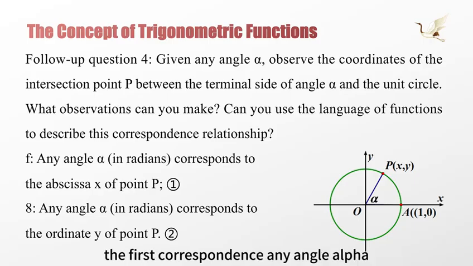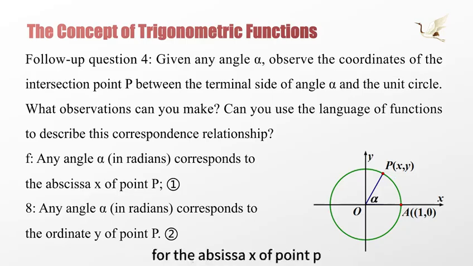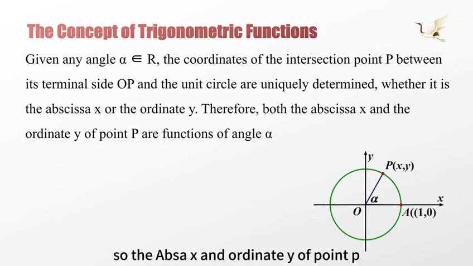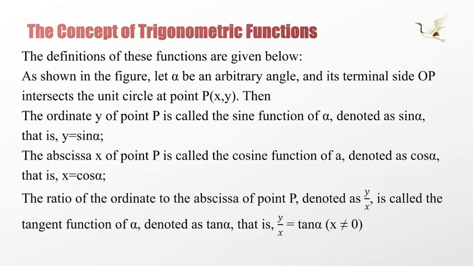The first correspondence: any angle alpha, expressed in radians, corresponds to the abscissa x of point P. The second correspondence is any angle alpha with respect to the ordinate y of point P. For any given alpha, the coordinates of the intersection P of its terminal edge and the unit circle, whether the abscissa x or the ordinate y, are uniquely determined.